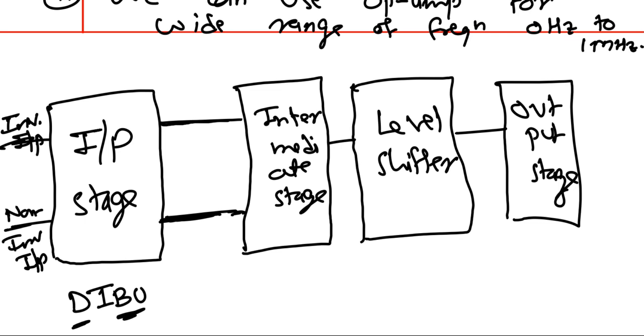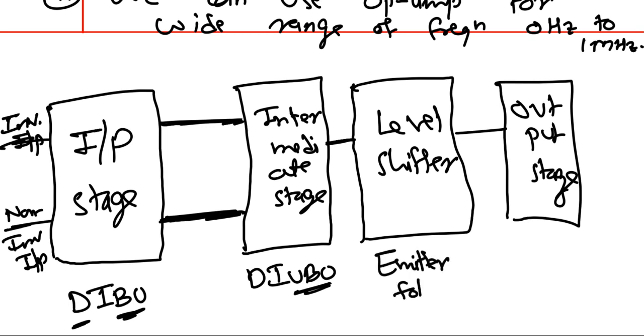Then second block is the intermediate stage. It is dual input, unbalanced output. So again dual input, so two inputs are there, and it is unbalanced output. In unbalanced output we take output from only one of the collector terminals, so only one output is shown here. Then your level shifter is the emitter follower. It will shift the DC level near to 0 volt.